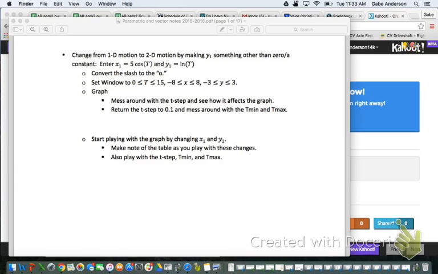If you have a really tiny t-step like 0.0001, it's a beautiful graph, but it takes forever. That make sense? Why isn't it working?